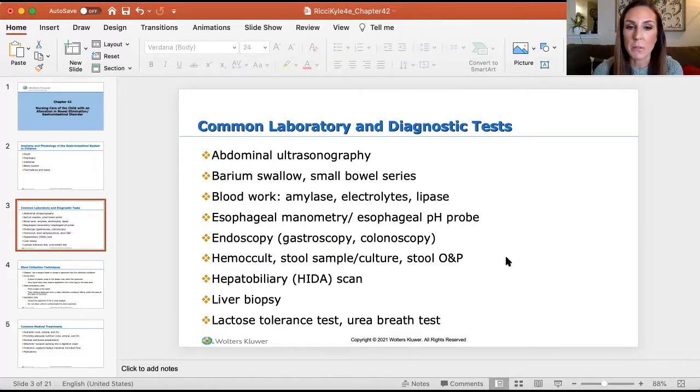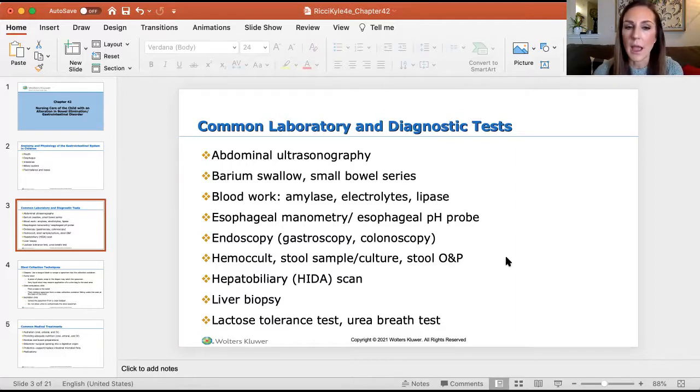But usually the parents are allowed in there whenever they do that. We can do some blood work, a ton of different things that we can do. Of course, electrolytes, amylase and lipase, that's going to be our pancreatic function test. So we're going to be able to see how our pancreas is working. Are those digestive enzymes moving?